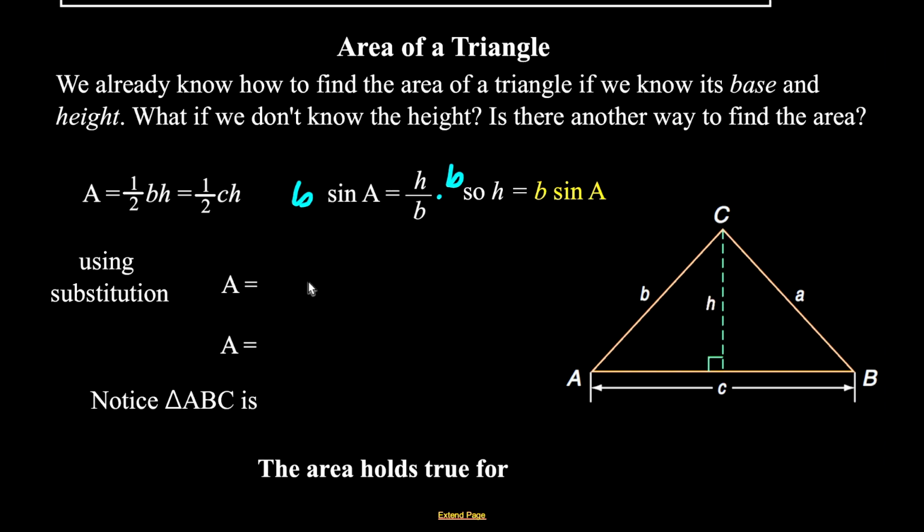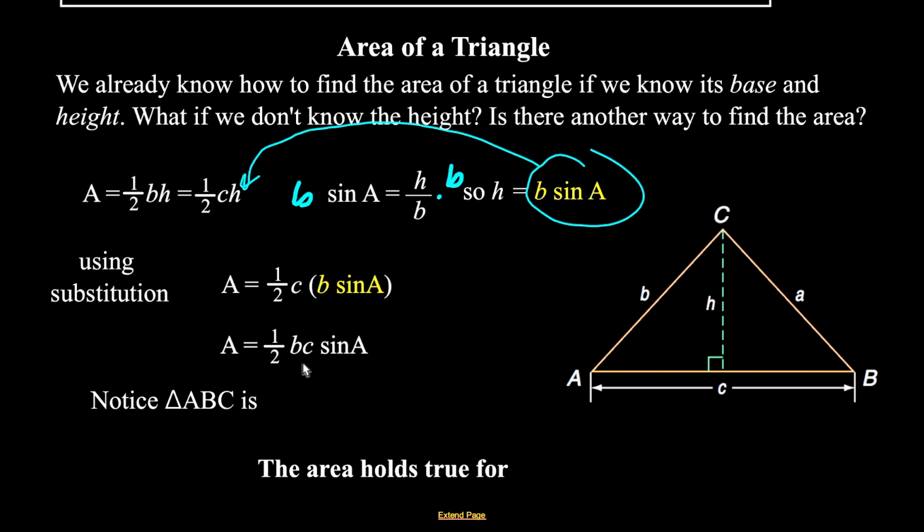Well, now I can take that and substitute it back into that formula. I'm going to take this b times the sine of A and plug it right in here for h. So I have 1/2 c times h, and h is b sine A. And then I'm going to write these alphabetically. Since b comes before c in the alphabet, that's the way I want to write it. And there's a formula for the area of the triangle when I don't know the height.